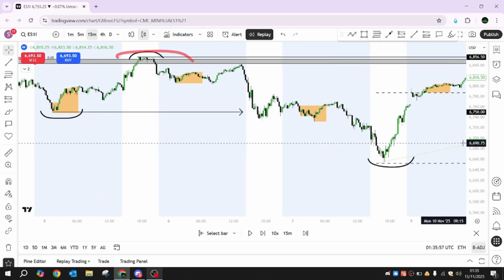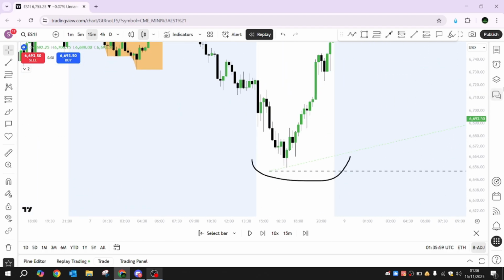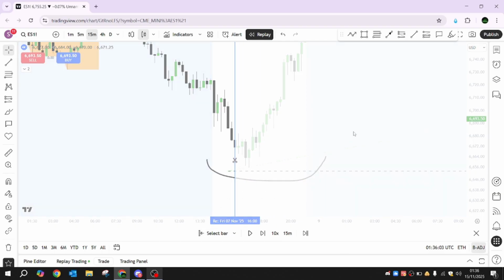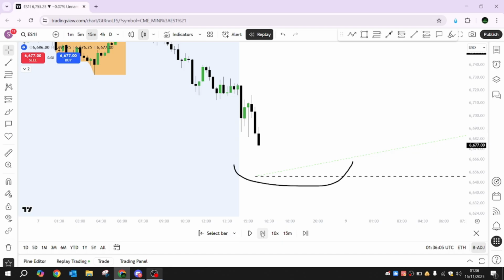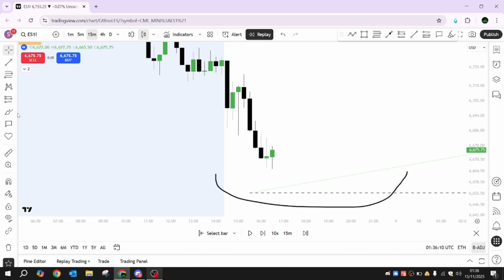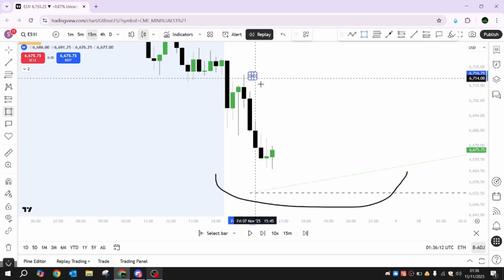So if we go back to the 7th, what we had was a flip zone. I call this a flip zone, or in ICT terms, I think they call it a breaker. So on Friday, the 7th, we had this price action over here. So we had a key level, right? This was our key level.